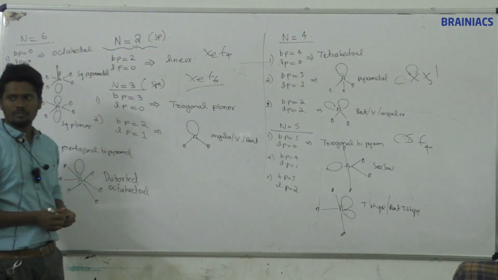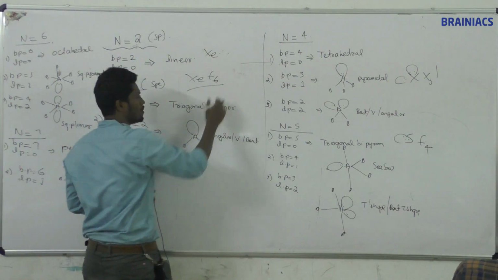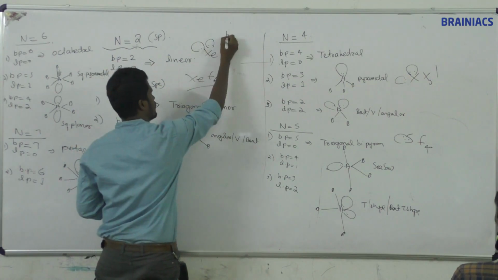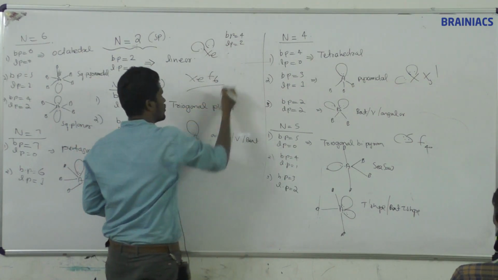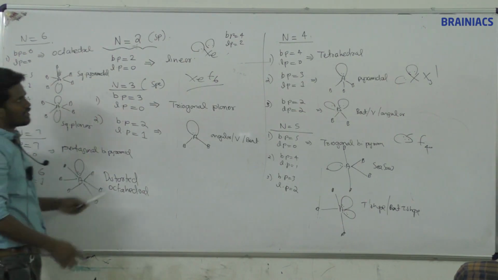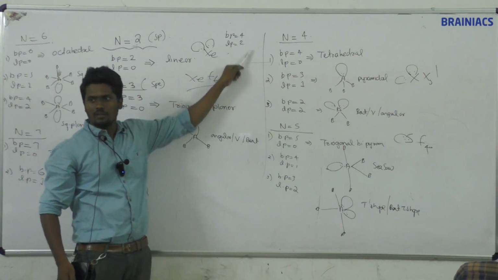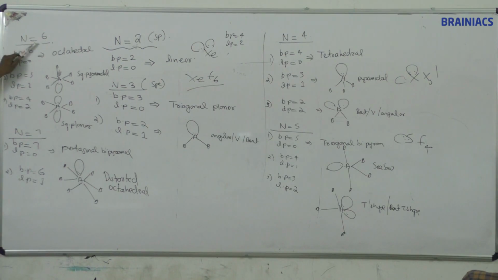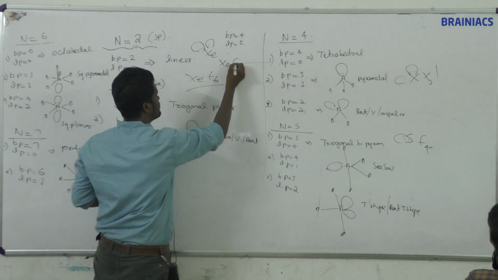XeF4, how many bond pairs? 4 bond pairs. So what is the valence electron? 8 minus 4, so that is 2 lone pairs. So bond pair is equal to 4 and lone pair is equal to 2. So what is the structure? Total pairs of electrons 6 with 2 lone pairs. It is square planar. What is the hybridization? sp3d2.